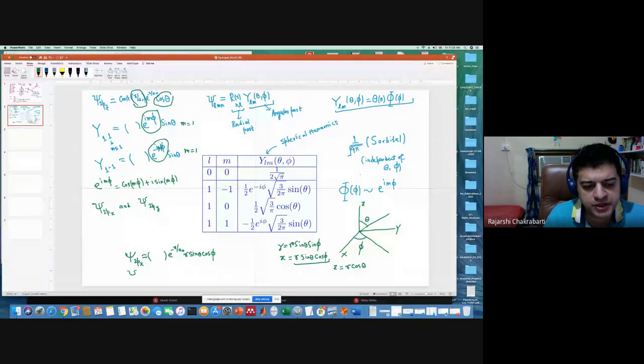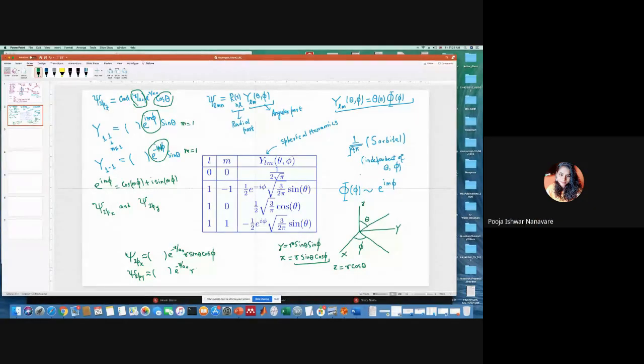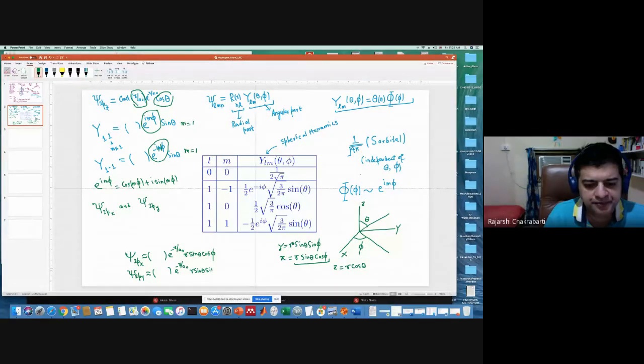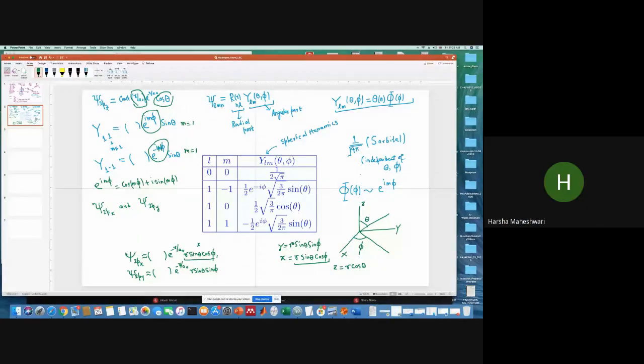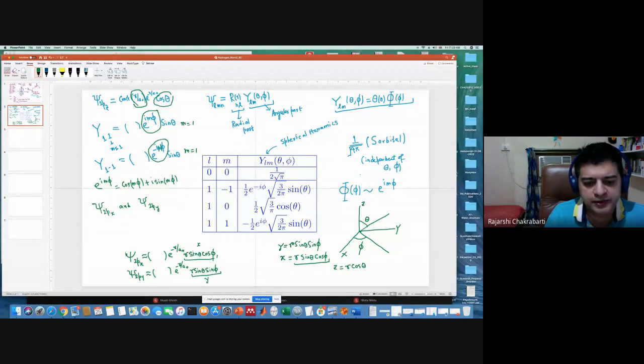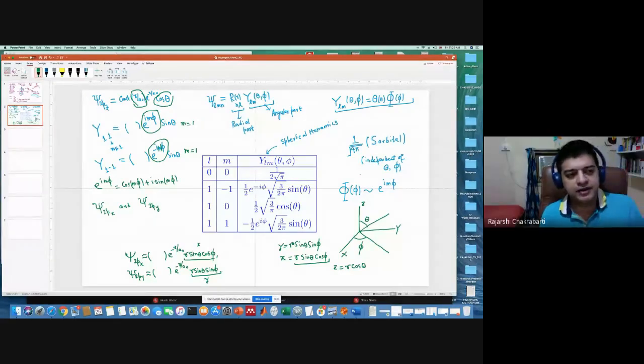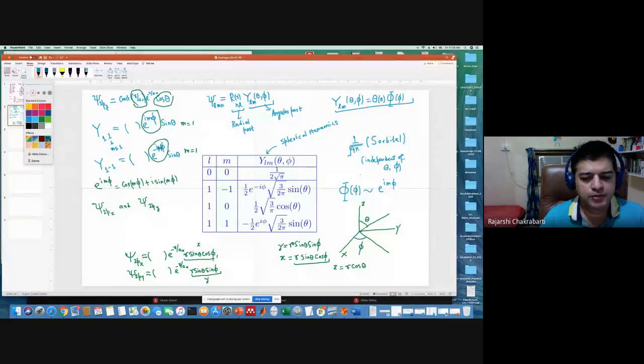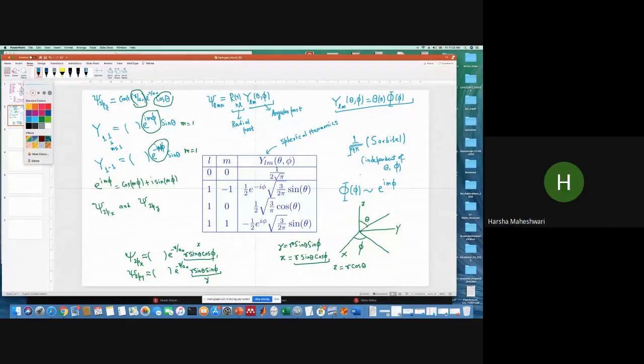So what about psi 2py? Some constant, maybe this one, and then R sin theta sin phi. Now you understand why? Because this guy is nothing but x, and this is nothing but y. So that is how it comes. Is this clear? I hope this is clear.